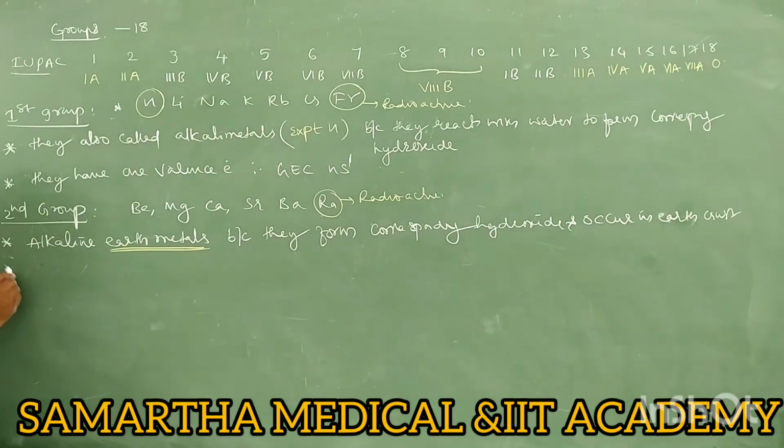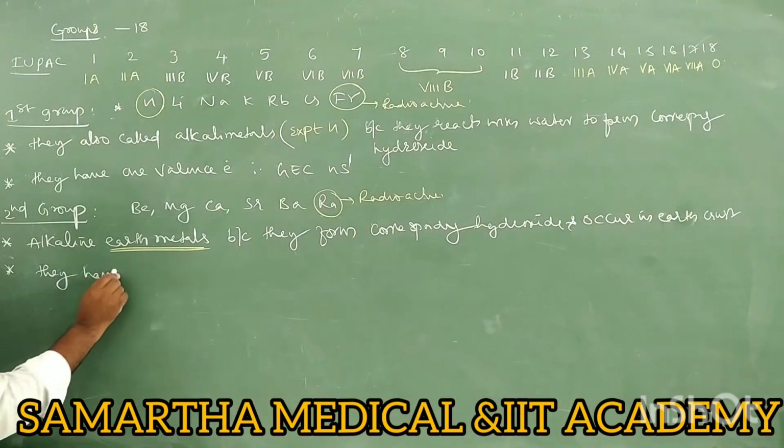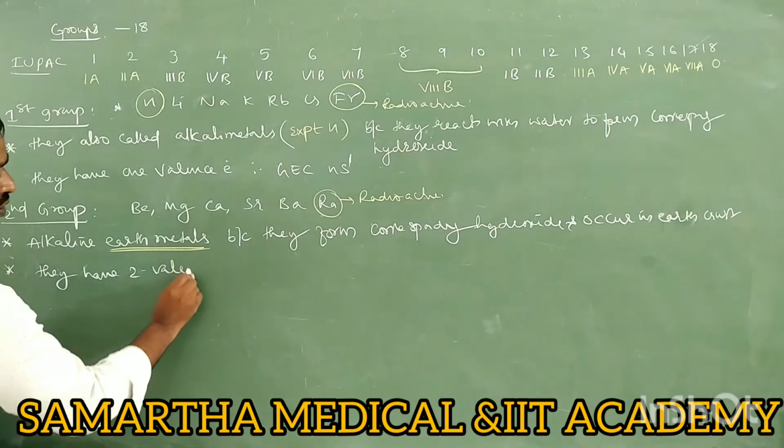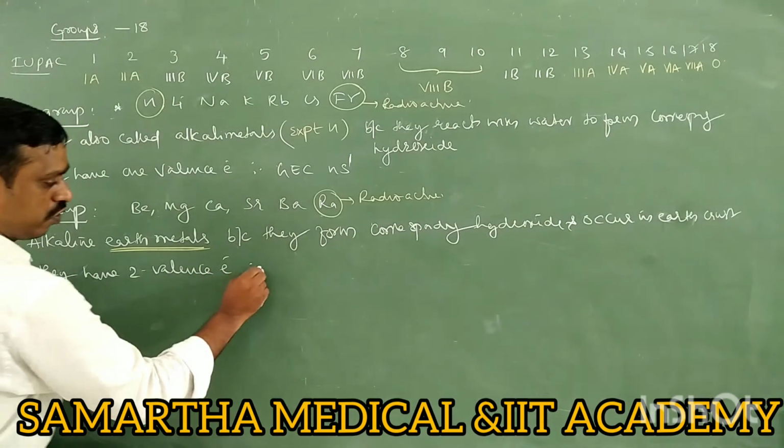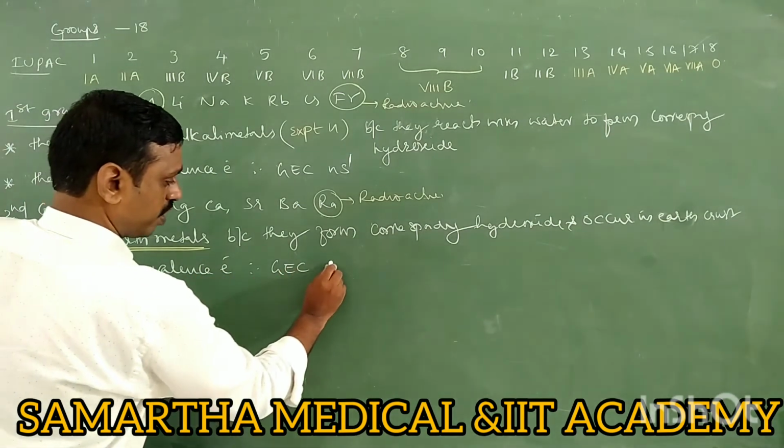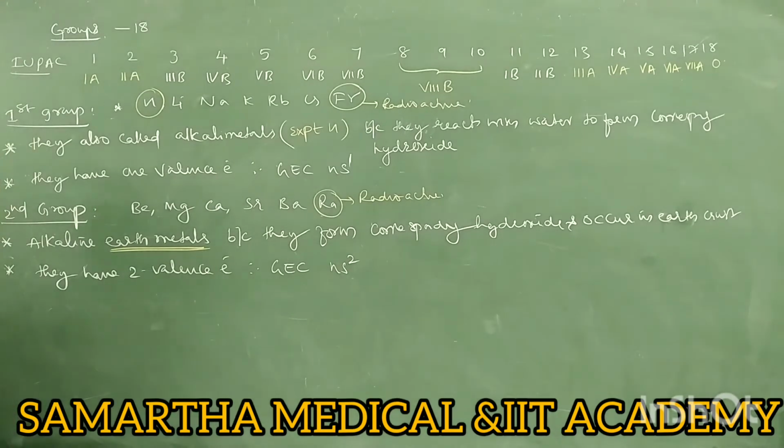Next point, can you tell me how many valence electrons all these second group elements have? 2. So they have 2 valence electrons, therefore their general electronic configuration is ns2.